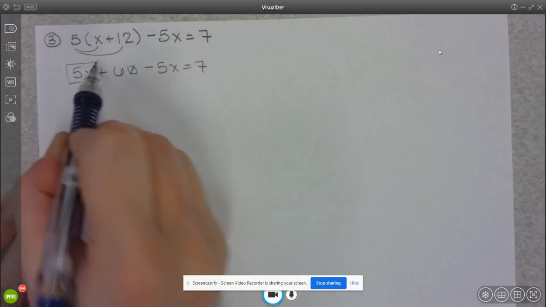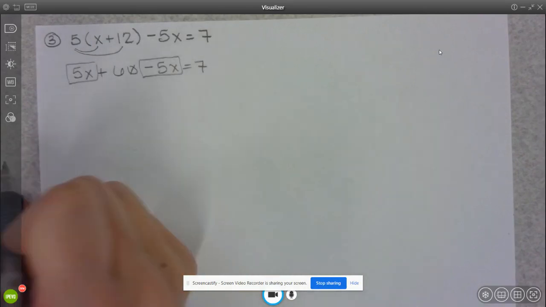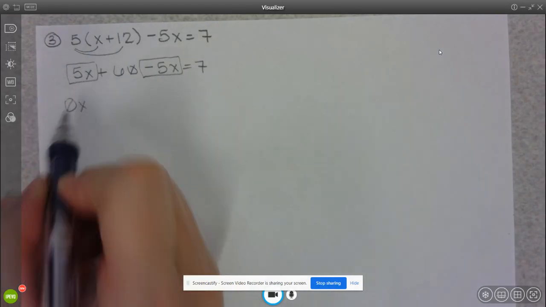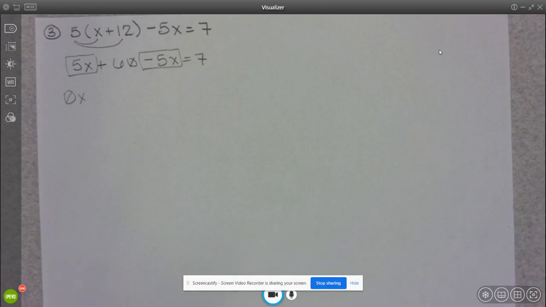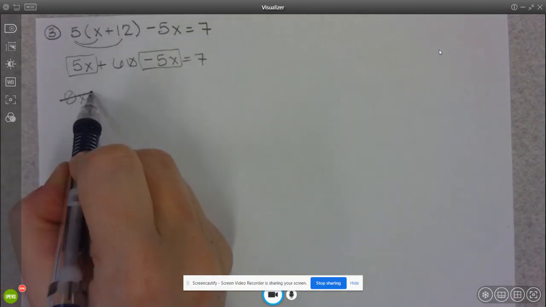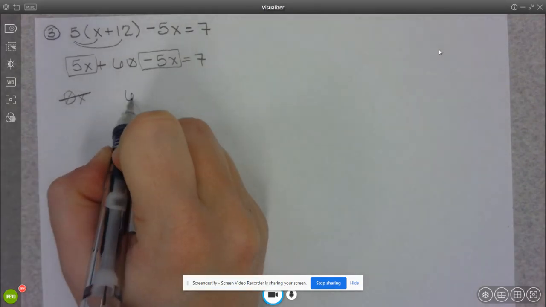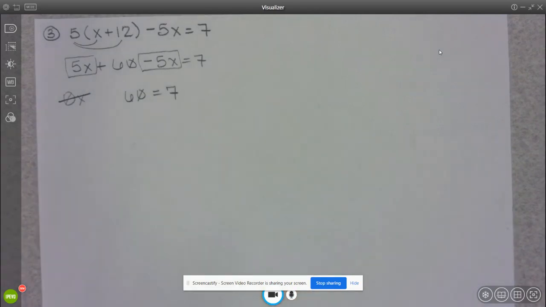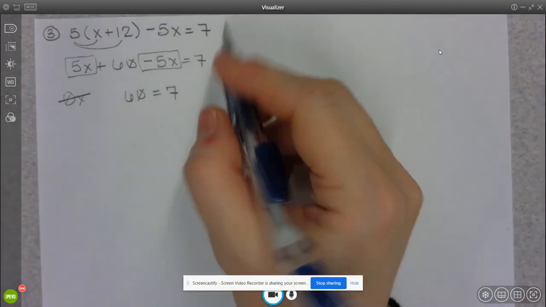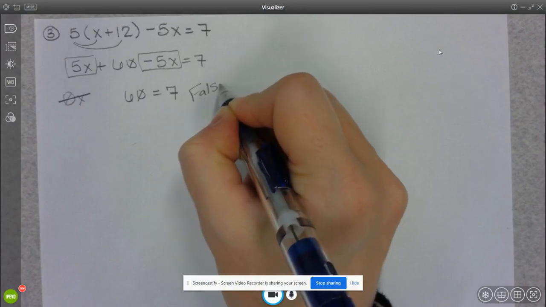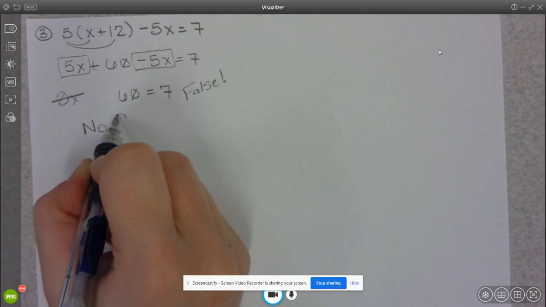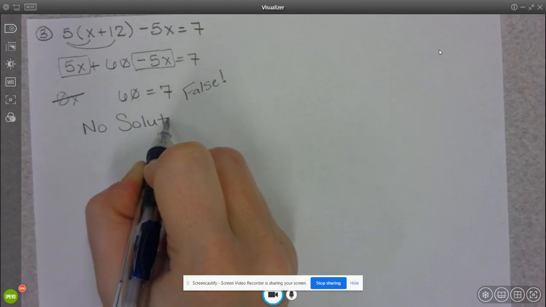And I'm going to go ahead and combine my like terms again. Well, 5x minus 5x technically leaves me with 0x. But mathematically, if something is being multiplied by 0, it's just going to be 0, and we don't need to write that. So what we're going to be left with is 60 being equal to 7. Well, no matter where you go in the world, 60 is not going to be equal to 7. This is always going to be false. So this is another example of no solution.